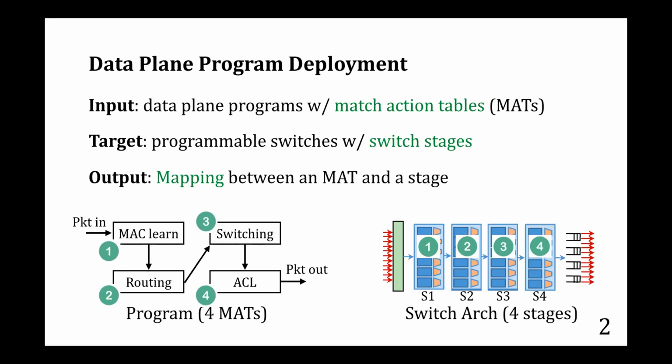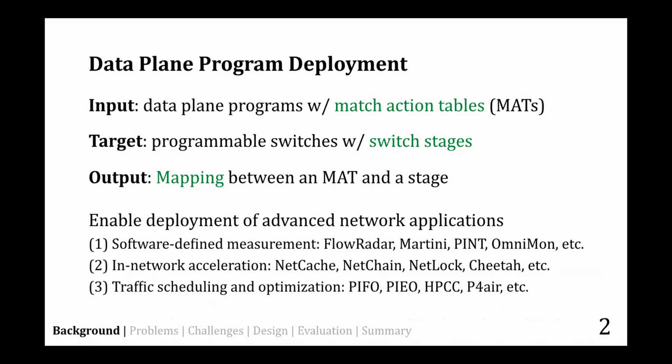The output of program deployment is the mapping between a MAT in a program and a physical switch stage. For example, after deploying the left data plane program with 4 MATs on the right programmable switch with 4 stages, each MAT is deployed on a specific switch stage. In recent years, program deployment enables many advanced applications, including software-defined measurement, in-network acceleration, and traffic route scheduling and optimization.